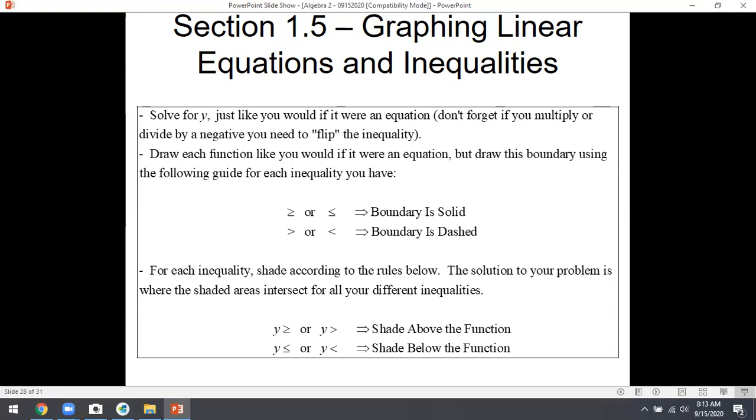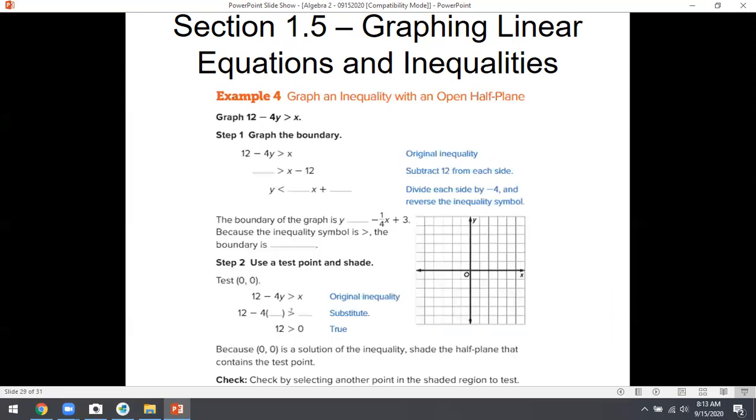Okay, so let's see, maybe this slide's got a better example. Yeah, we'll do theirs. Okay, so here's their example. Graph 12 minus 4y is greater than x. Okay, that's just a mess. So what's the first step, guys? You need to get y by itself, right? Y is greater than, y is less than, or something like that.